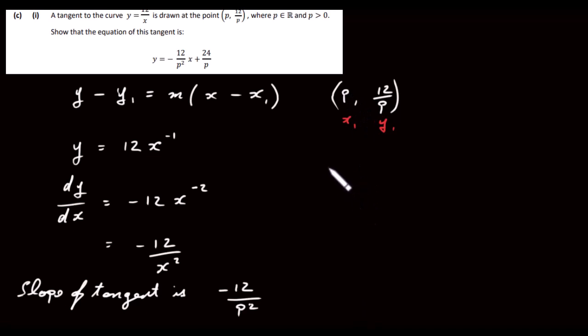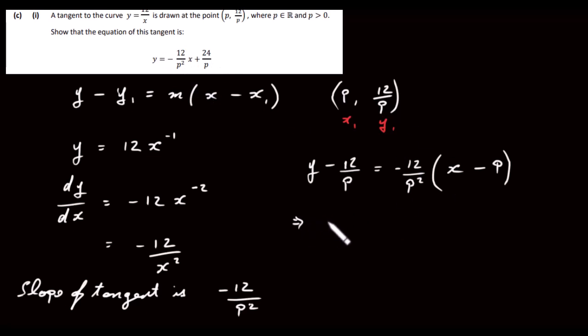So now let's just stick all that information into our equation of a straight line here. So it's going to be y minus y1. Well, y1 is 12 over p, is equal to m, which is the slope, minus 12 over p squared, times x minus x1. Well, x1 is just p. So this is our answer here really, but we've got to put it in this format here. So let's just mess around with it.